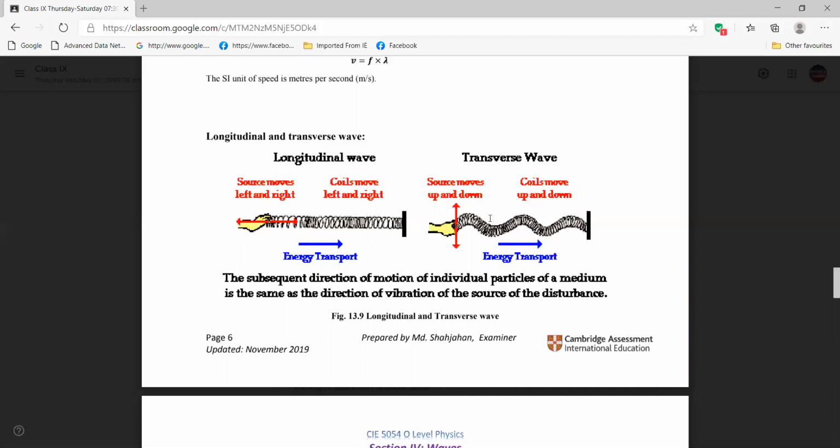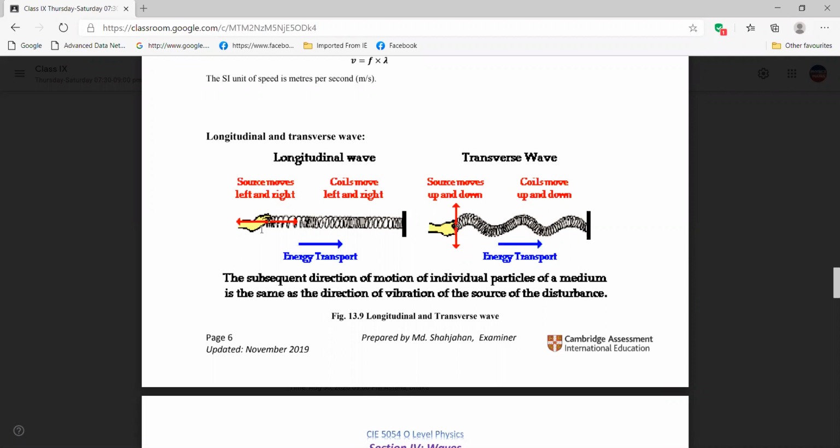Then for this one we are having the up and down vibration of the particle, and energy transfer is to the right side. So we can understand if it is upper or lower vibration. In both the cases the particle vibration is perpendicular or 90-degree with the energy transfer direction, right? So it is called transverse wave.